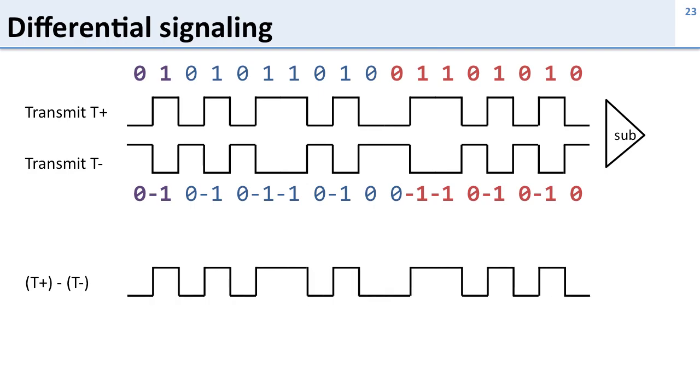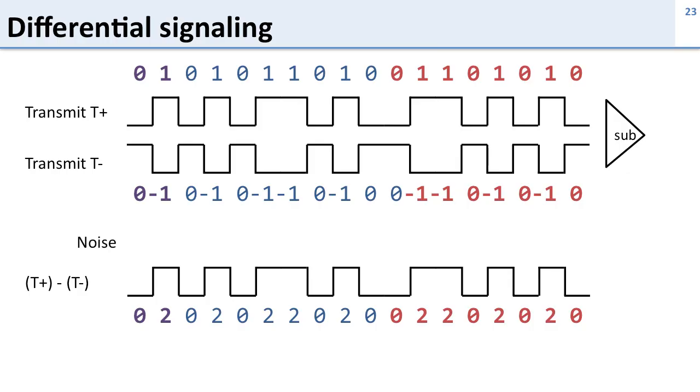When we subtract them, we get back the original signal. In this case, we're going to get 0, 2, 0, 2, 0, 2, 2, because we're doing 1 minus -1, which is going to give us 2. So now we have our original signal. Now let's see what happens when we add noise to the signal. Say we have this noise spike in the middle of our signal.